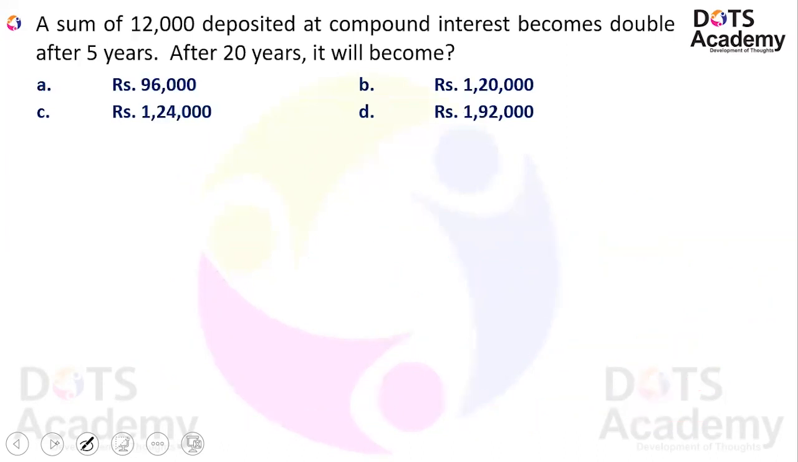So this is our second question. A sum of 12,000 deposited at compound interest becomes double after 5 years. After 20 years, it will become what? So we have 4 options. We can do this problem using our shortcut method directly.